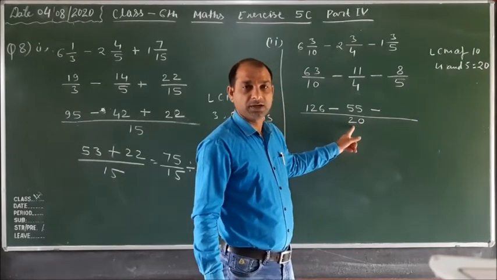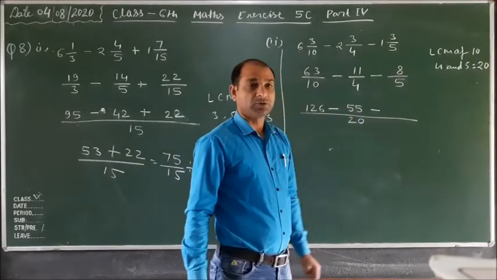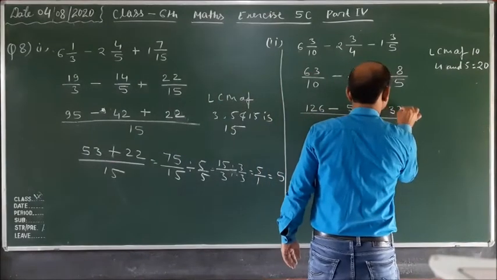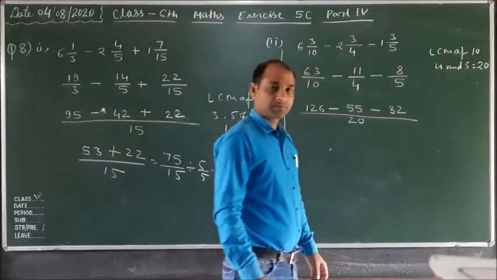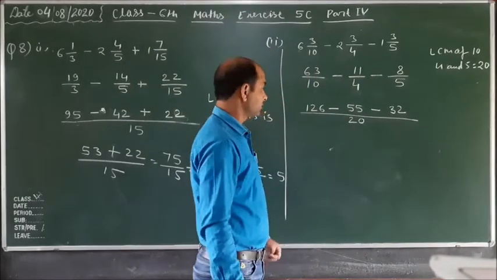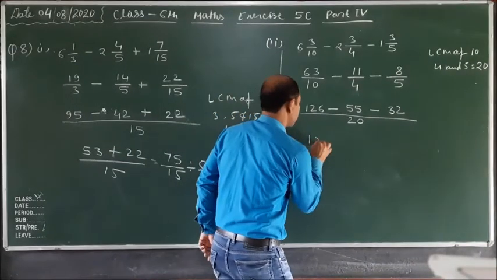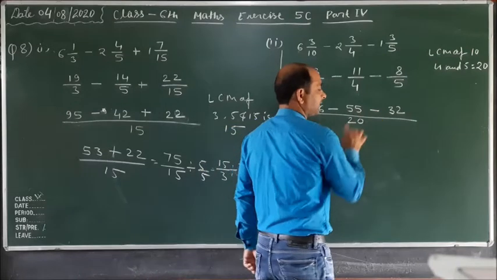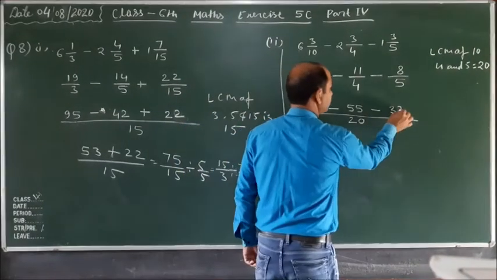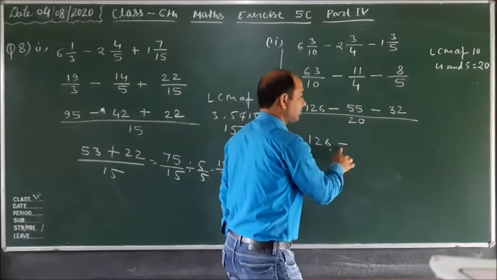5 4s are 20. Quotient is 4. Then 4 multiplied by 8 equals 4 8s are 32. Now 26 minus 52, you can solve this type also. 26, then minus plus, so 5 2, and this is greater, so we put here the minus sign.